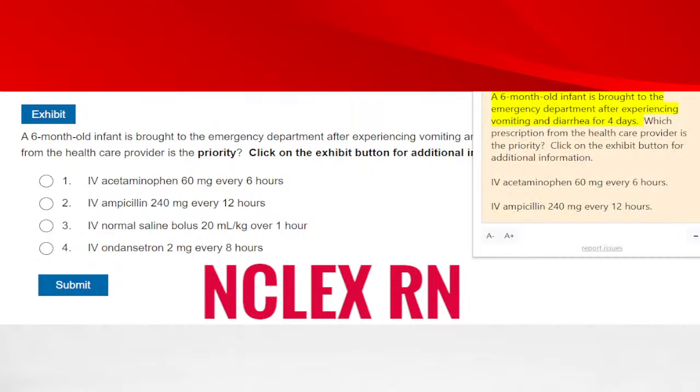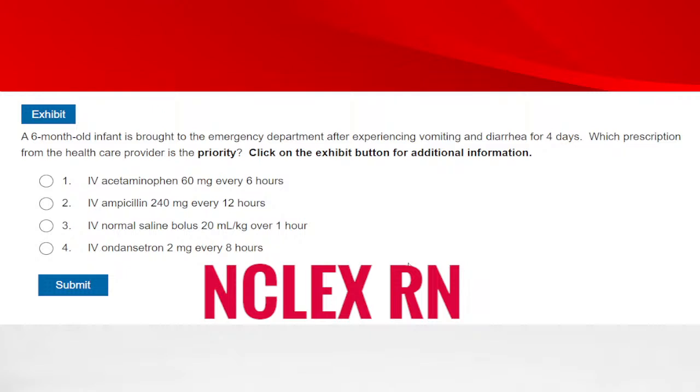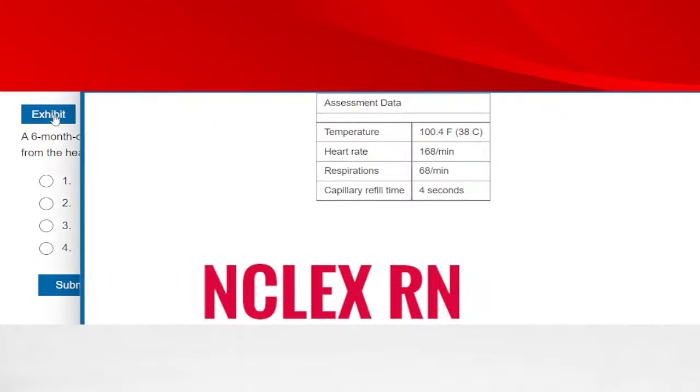Exhibit. A 6-month-old infant is brought to the emergency department after experiencing vomiting and diarrhea for 4 days. Which prescription from the healthcare provider is the priority? Click on the exhibit button for additional information. IV acetaminophen 60 mg every 6 hours. IV ampicillin 240 mg every 12 hours. IV normal saline bolus 20 mL per kilogram over 1 hour. IV ondansetron 2 mg every 8 hours.